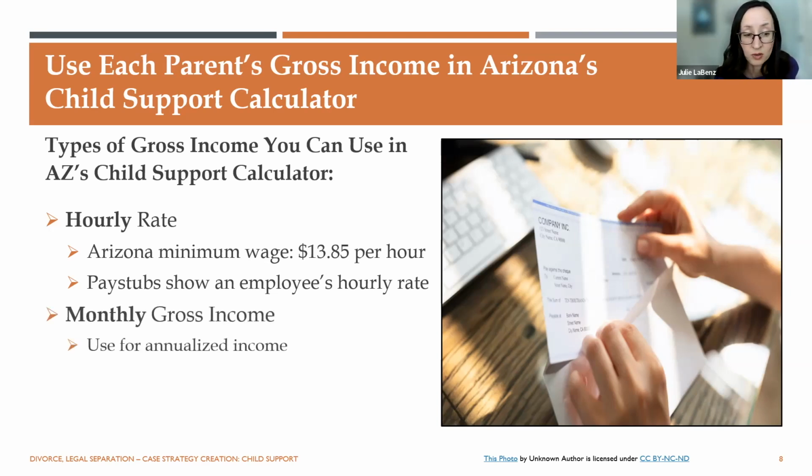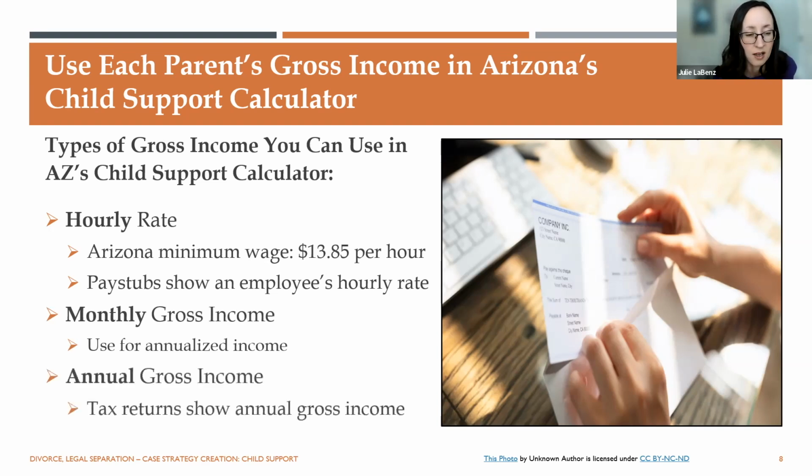You can use a gross monthly income. And let's say somebody only gets paid 6 months out of the year at a particular job. You can annualize that to get a gross monthly income. And I'll show you how to do that in some of the later slides. You can also use an annual gross income. You can look at tax returns for that. However, keep in mind that gross income for tax return purposes isn't necessarily the same as for child support purposes.